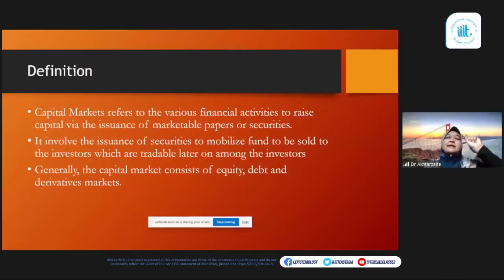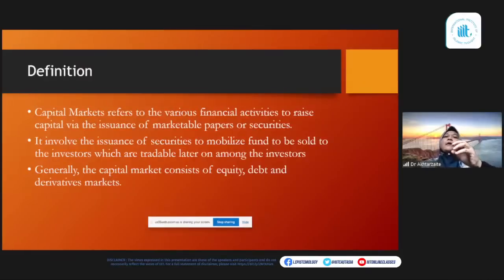We have seen in the banking sector before that it involves the bank as the financial intermediary. The bank will be the intermediation between the one who needs the fund and the one who has the surplus. Here in the capital market, it is more like direct financing, whereby those who need the fund and those who have the surplus to invest don't need the intermediation, but go directly by issuing and selling papers or securities.